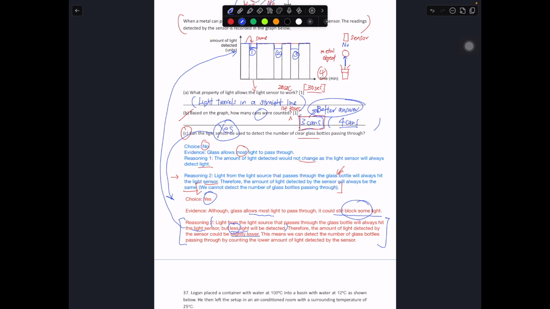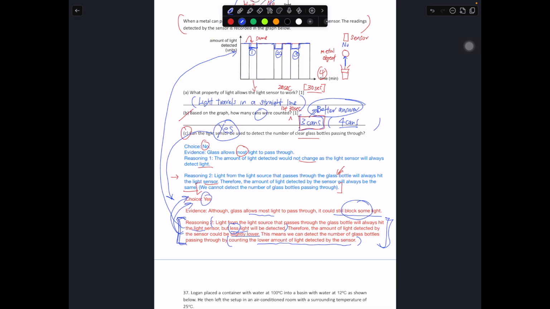Therefore, this means that we can detect the number of glass bottles passing through by counting the lower amount of light detected by the sensor. You can count here. We can count here, on this part. This will make your answer quite hard, but by this way of reasoning, you can support your yes in your answer.